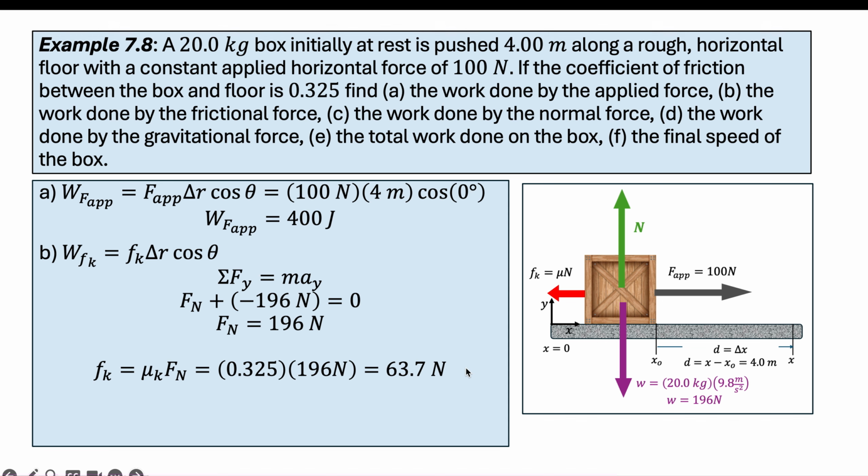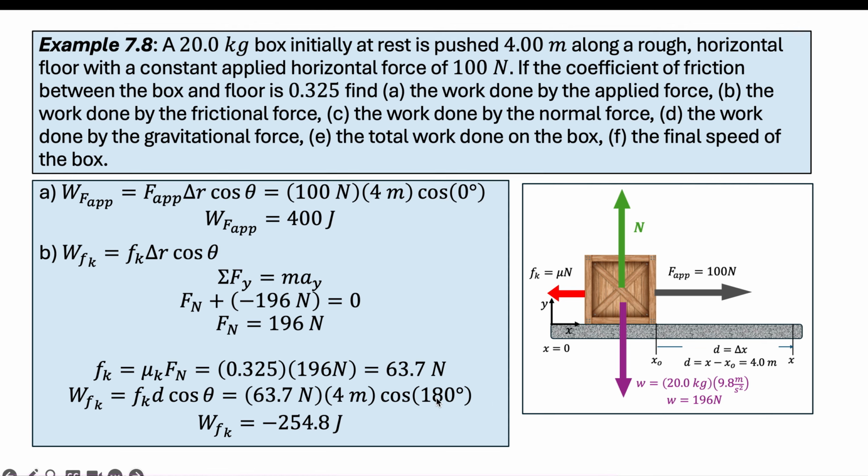So now that I know the actual value for the frictional force, I can determine the work done by friction, which is just the frictional force times the displacement, this is supposed to be delta r, times cosine of the angle. And so the force is 63.7 newtons from friction. The distance covered, or the displacement, is 4 meters, and then the angle, of course, between the force and the displacement is 180 degrees. So cosine of 180 is negative. The work done by friction is negative 254.8 joules.